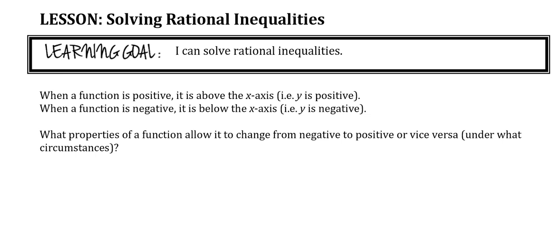Consider a function. Some parts of it are positive, some parts of it are negative. What happens for it to change from positive to negative?